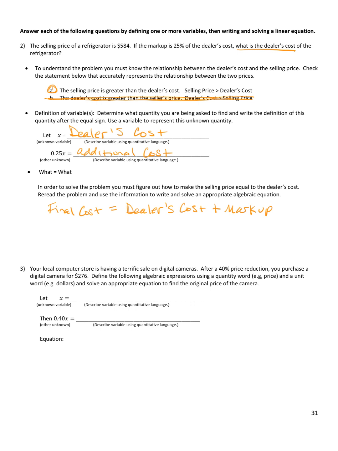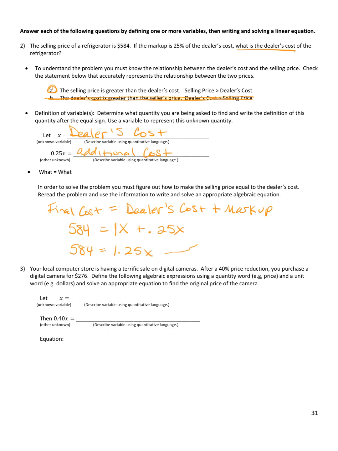Okay, so we know the final cost is $584. And the dealer's cost, we let that be x. And then the markup is the additional cost, 0.25x. Okay, and then we solve. Combine like terms on the right. So I have 584 equals 1.25x, because there's a little hidden 1 there.